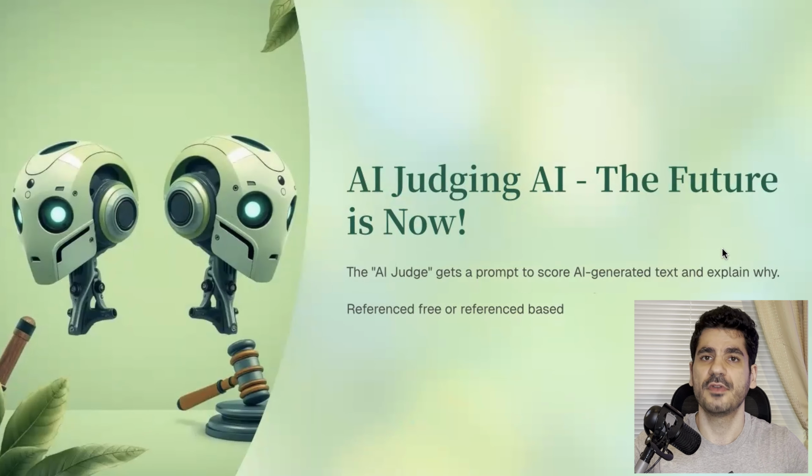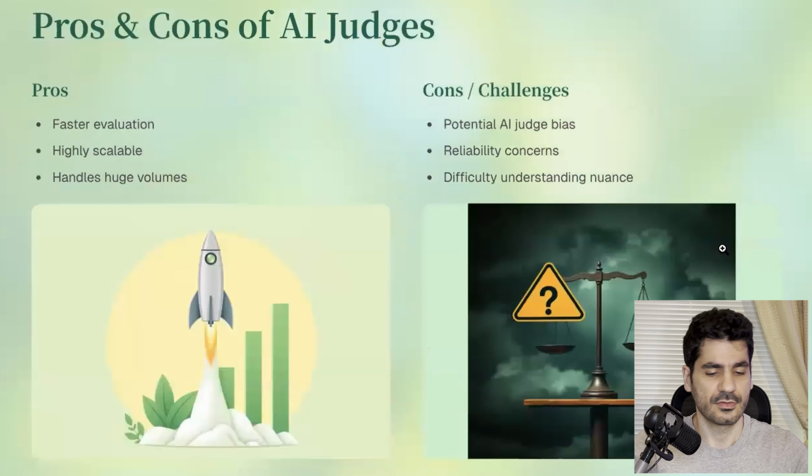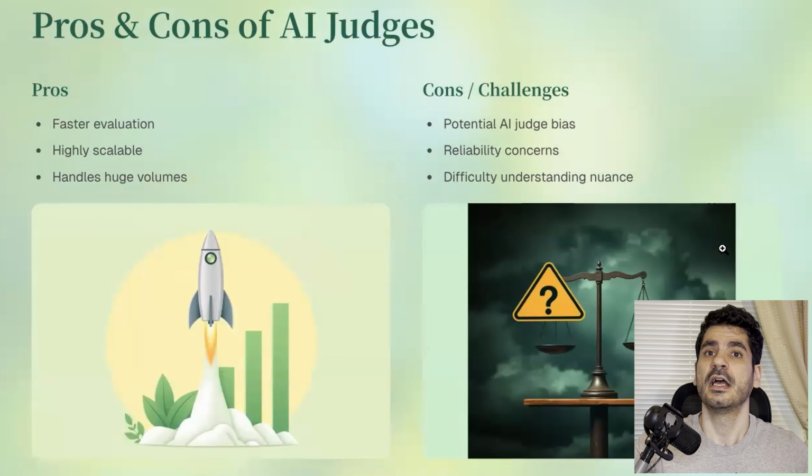AI judging is actually very prominent right now as AI has become more and more powerful. They are used in order to judge the responses from the AI. So you can have it reference-based or reference-free, as we mentioned. There are some pros and cons of it. The pros are that it can have faster evaluation, it is highly stable, and it can handle huge volume, so it can basically easily scale up.